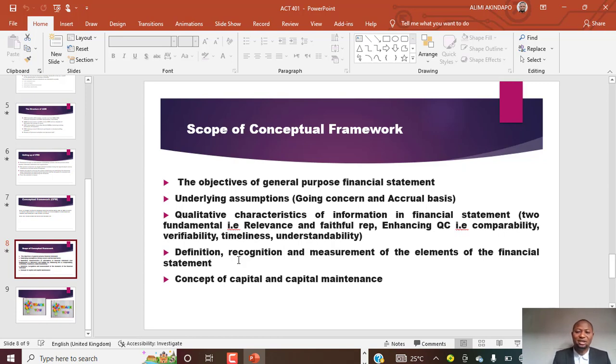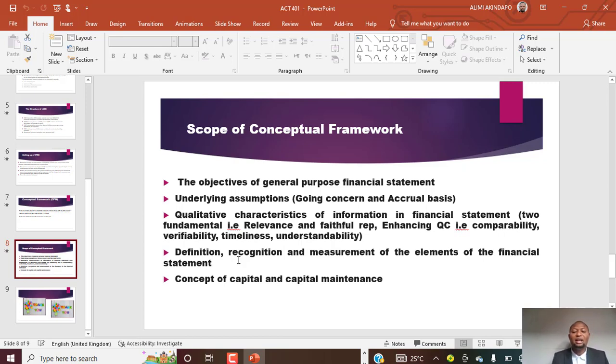Then we have accrual basis. Every transaction should be assumed to have been what? To have existed. Accrual basis simply means the income is recorded when it is earned, not when it is paid, and expenses are recorded when they are incurred, not when they are received.